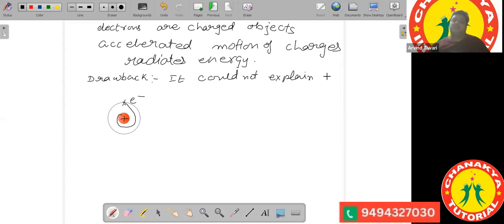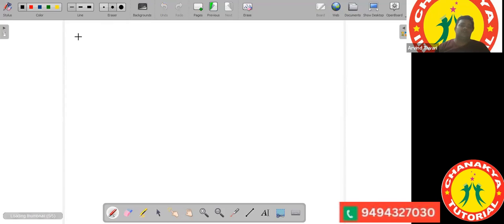It could not explain the stability of the atom. If the atom is established like this, how is it stable? This was not explained. So who explained this? It was explained by Niels Bohr. So how did Niels Bohr explain this? How was he able to explain this?